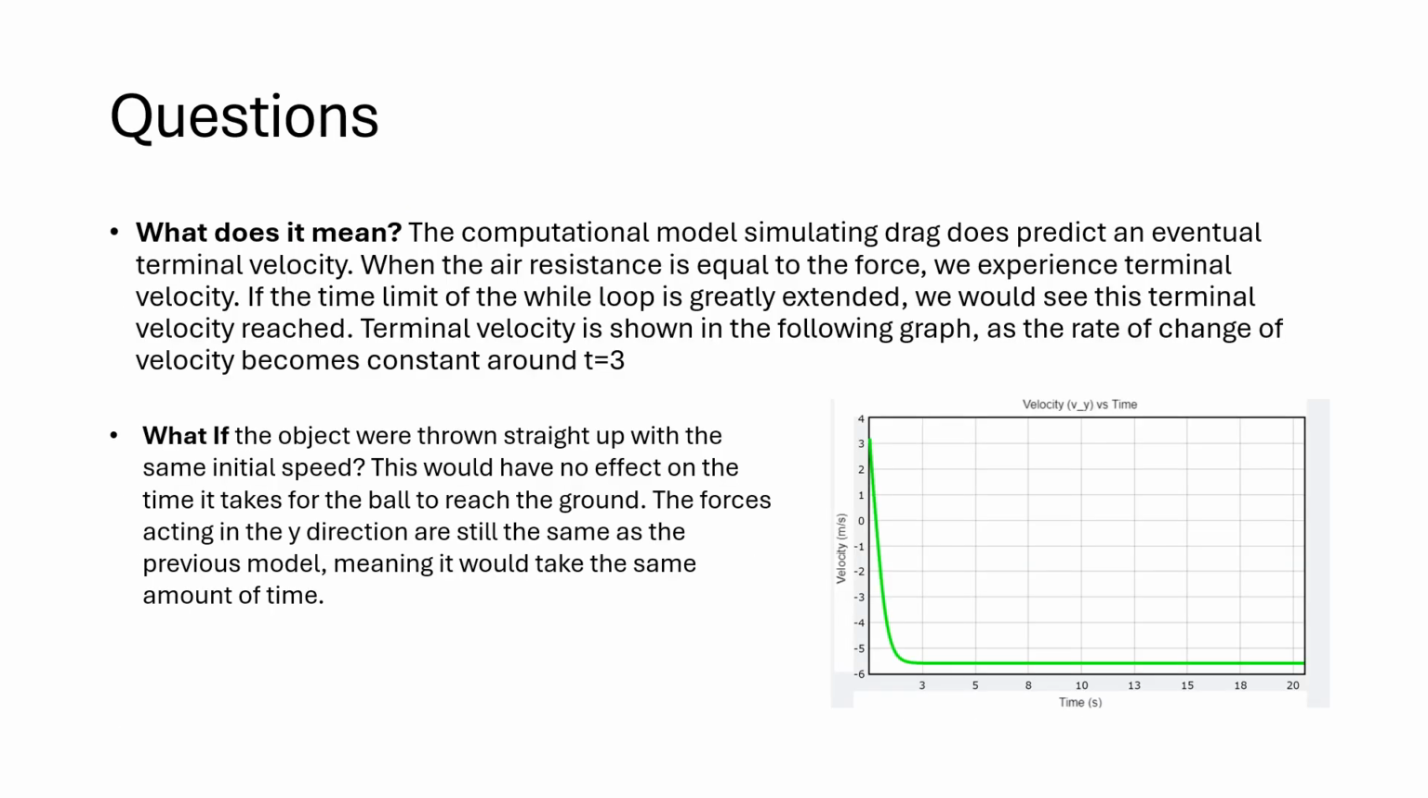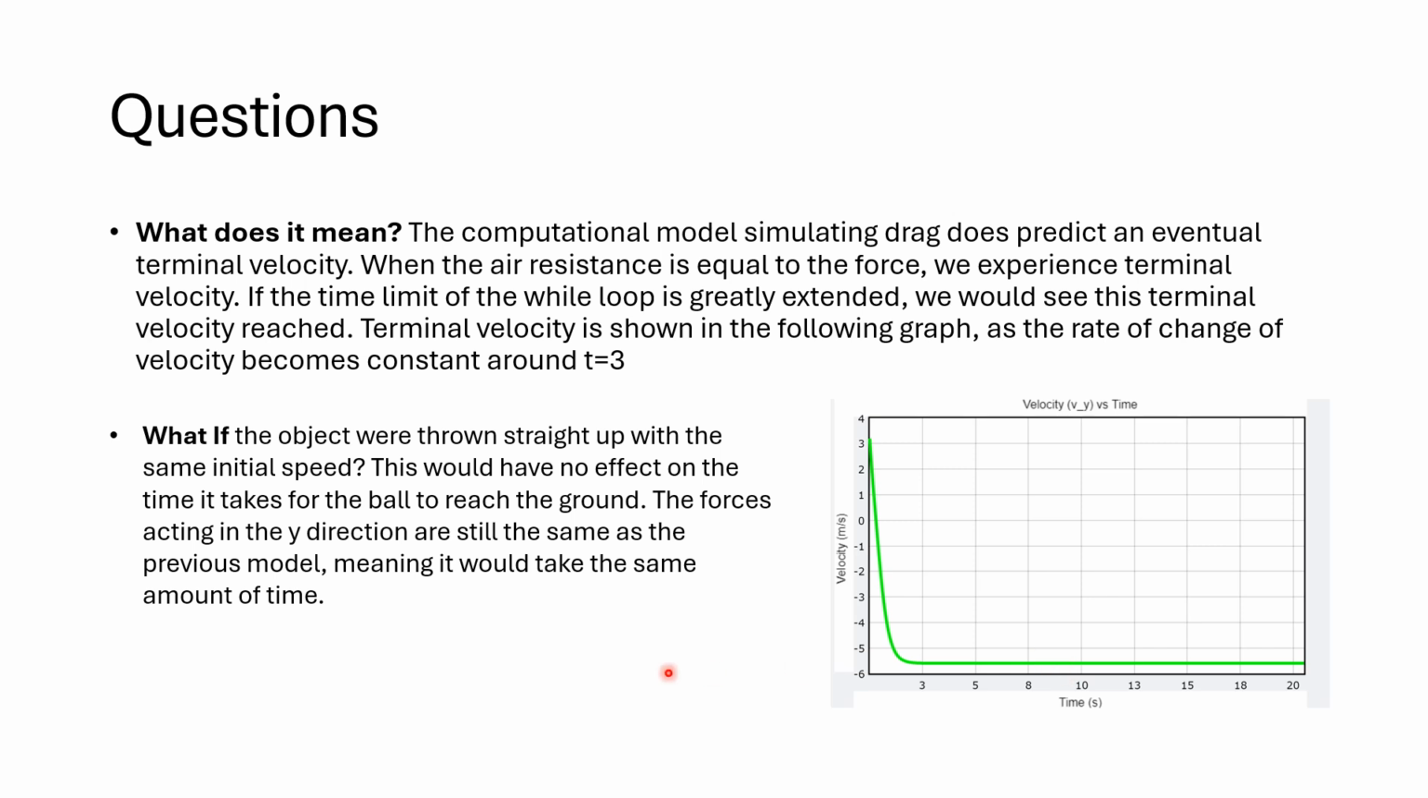So what questions can we answer with this data? What does it mean? The computational model simulating drag does predict an eventual terminal velocity. When the air resistance is equal to the force, we experience this terminal velocity. And if we extend the time limit on the while loop to simulate the object free falling for a longer period, we would see this terminal velocity reached.